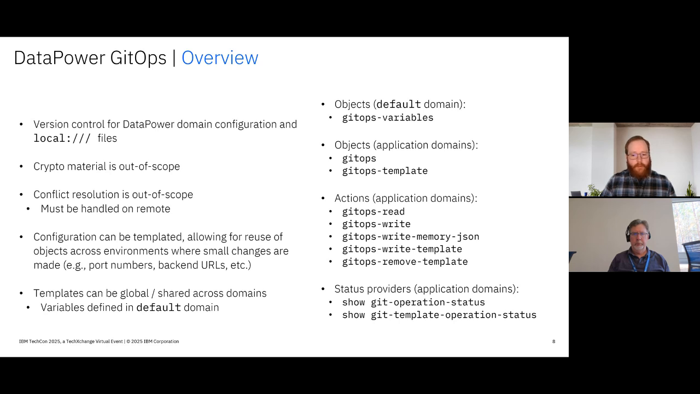One of the big value propositions of GitOps is templating. The idea is that you can have a base configuration that gets deployed across multiple environments. Think about dev, non-prod, production, and you can have templates and variables that allow you to mutate that configuration on a per environment basis. Let's go ahead to the next slide.